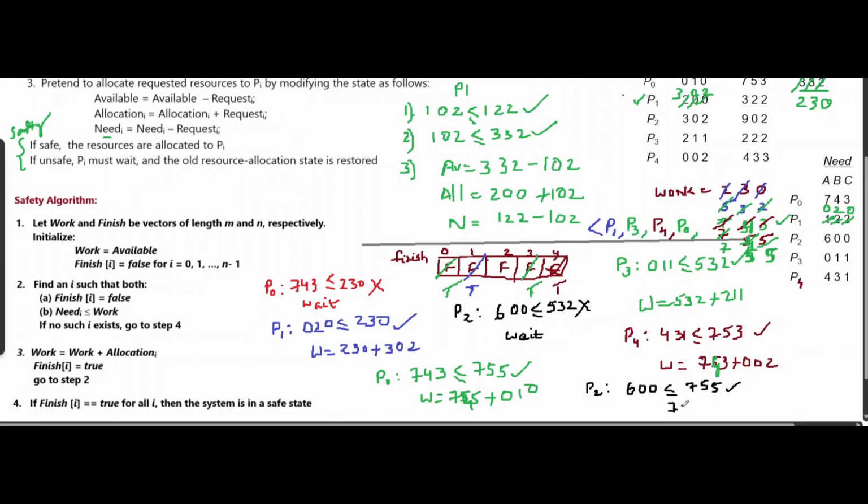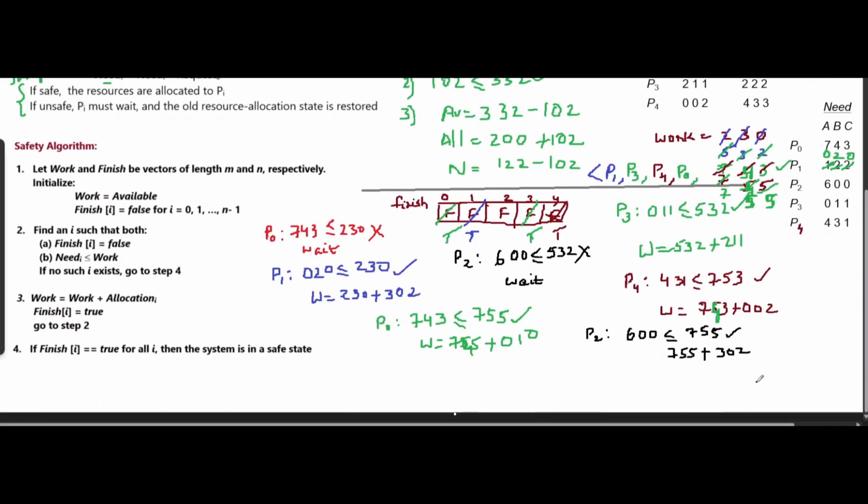So what we need to do is add 755 with the allocation of P2. What is the allocation of P2? 302. Now that has to be updated in the work. Now you see 7 plus 3 is 10. So finally work I will write here 10, and then 5 plus 0 is 5, 3 plus 2 is 7. So finally we have work like this. Now P2 has completed its execution, true.